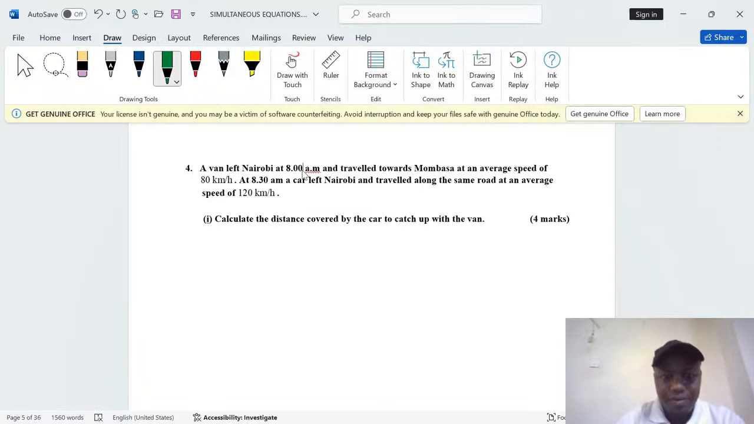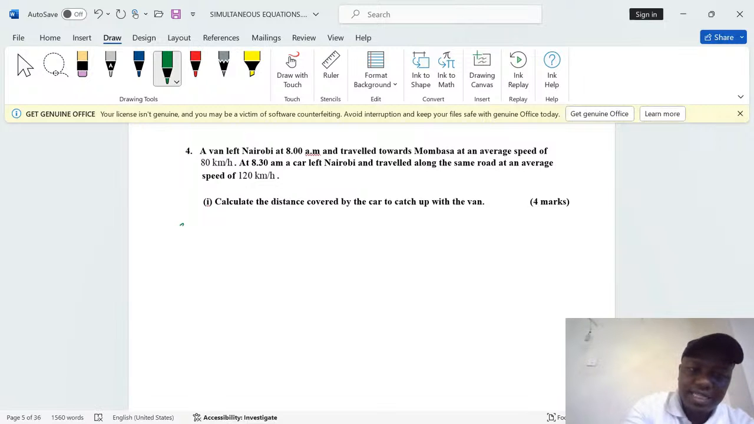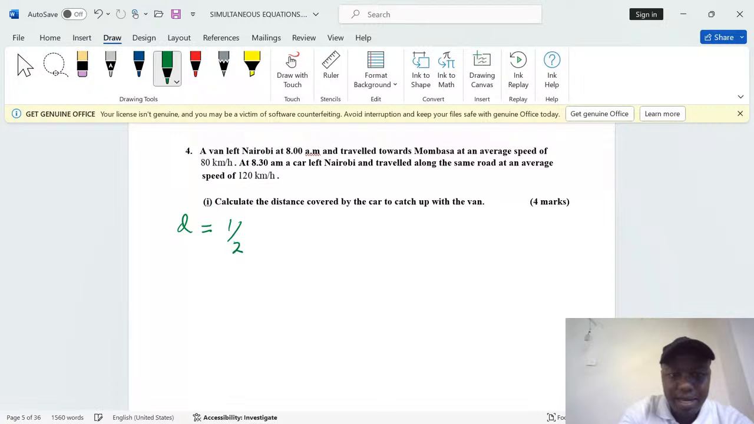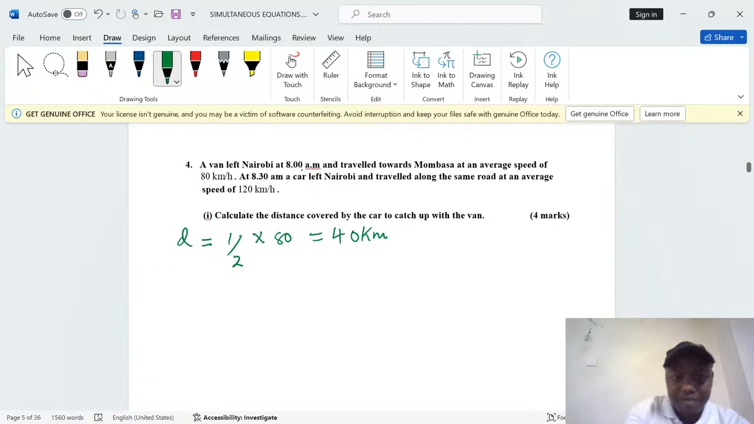So now with this, we can first of all calculate the distance which was covered by the van before the car started traveling. So that distance is going to be given by, for half an hour, between 8 a.m. and 8:30, half an hour times a speed of 80. So we are talking of 40 kilometers. So the van is already 40 kilometers away the time the car is starting its journey. Then now the car is starting at a speed which is very high. That is 120 kilometers per hour.